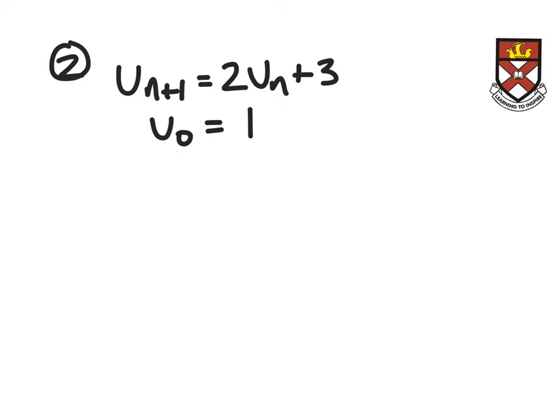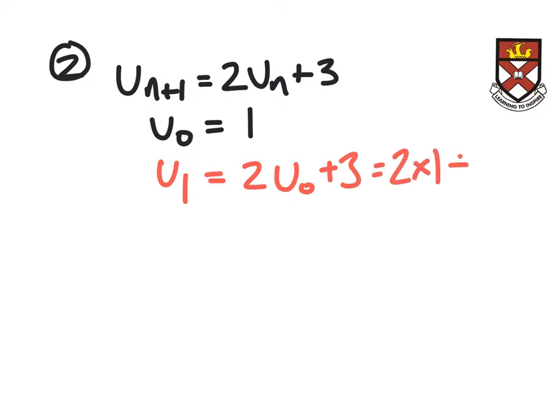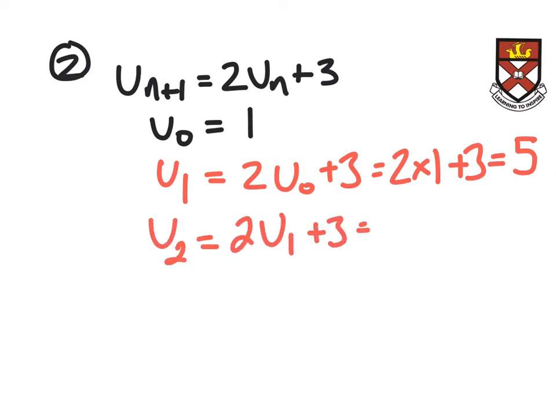Question 2. Recurrence relation. We know the first value u0 is equal to 1. We know that u1 is 2 u0s add 3. So that's 2 times 1 add 3, which is 5. And we know that u2 is 2 u1s add 3, which is 2 5s add 3, which is 13. So the answer is 13.